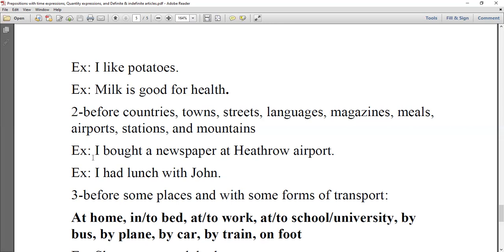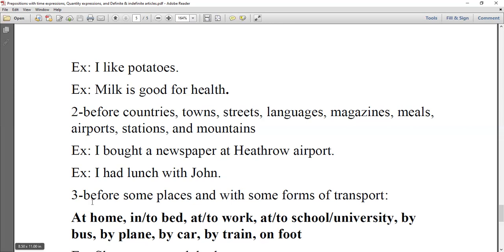For example, I bought a newspaper at Heathrow Airport. We didn't say "at the Heathrow Airport." This airport is located in London. So we don't say "at the Heathrow," just at Heathrow Airport. I had lunch with John. Also, we don't say "I had the lunch with John." I had lunch with John.